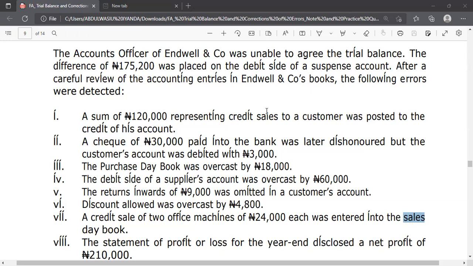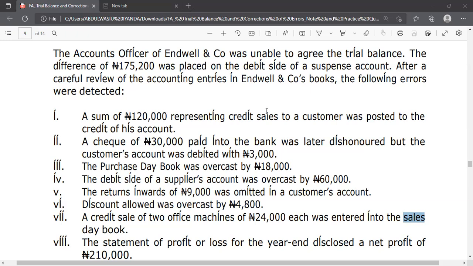Since the customer has not paid, it is a credit sale, and that gives rise to trade receivable. So meaning that receivable has to be debited. The correct accounting entry is to credit the sales account and the customer account needs to be debited, not credited.